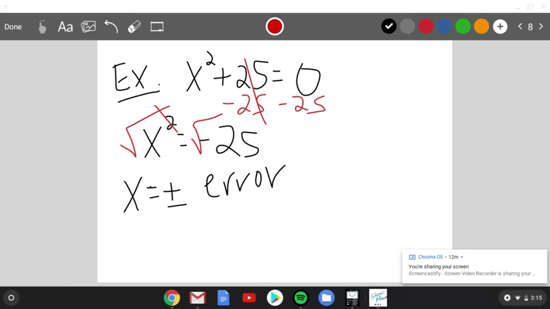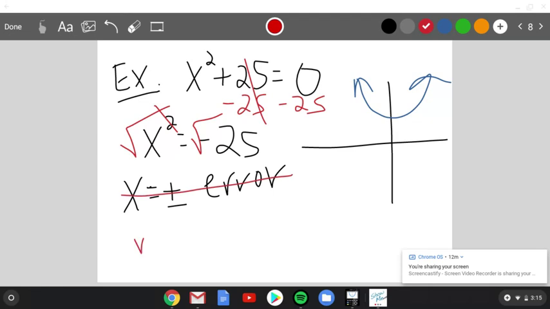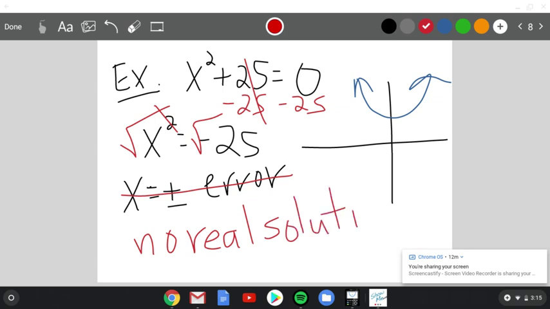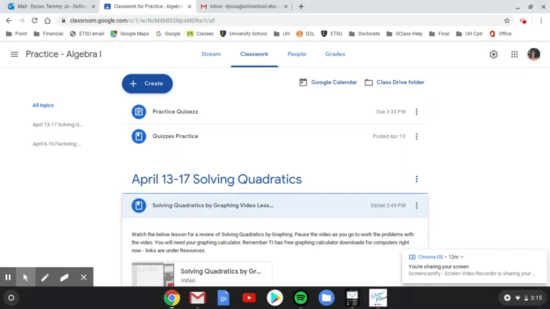So if you can't get any solution, remember what that means graphically is that your parabola is not crossing the x-axis, and that's okay. So if you're trying to take the square root of a negative, you can just stop right there and say no real solutions. In Algebra 2, you'll learn how to deal with that, what to do with a square root of a negative, but for now you'll just write no real solutions if you have the square root of a negative. So that's it for that lesson.